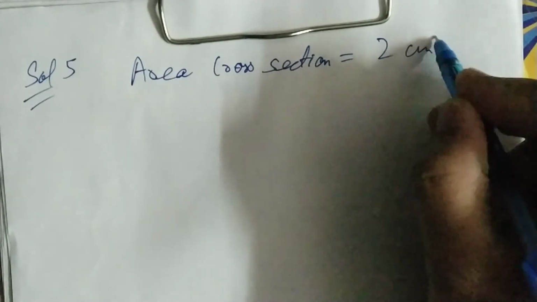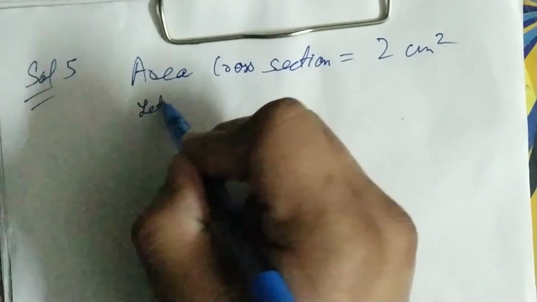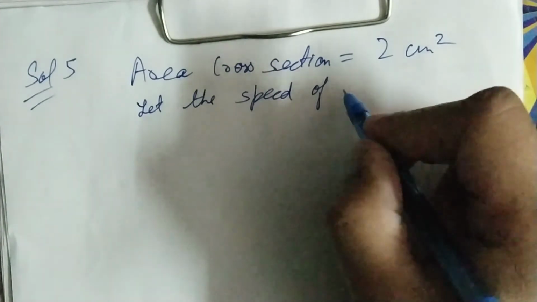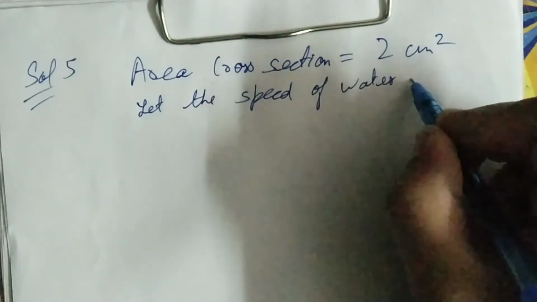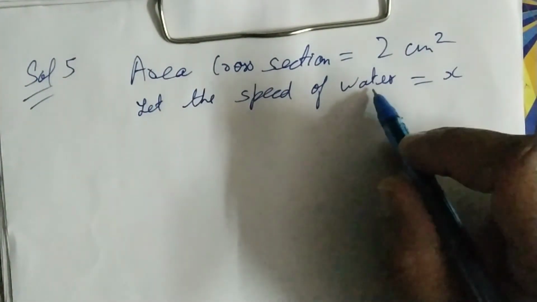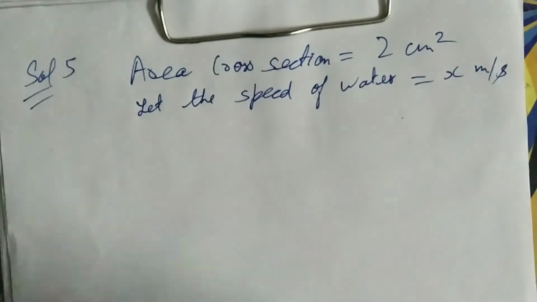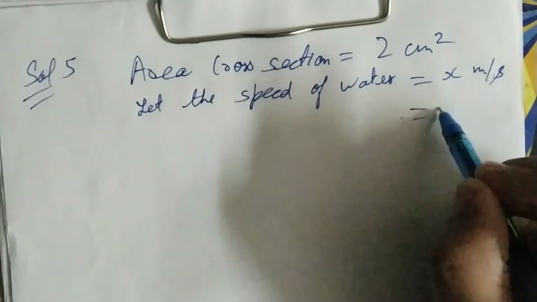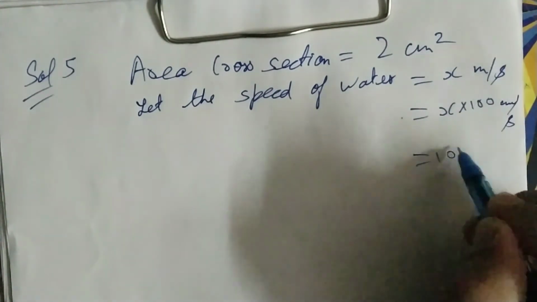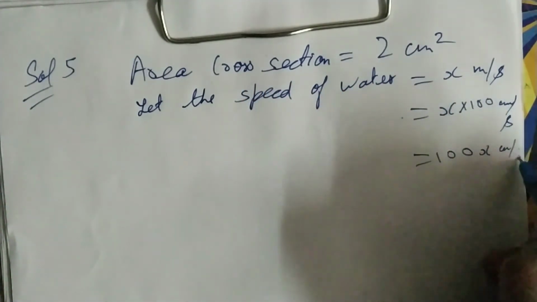2 centimeter square. Now let the speed of water be x. We are required to find it in meter per second, or we can say x into 100 centimeter per second, so 100x. So we have changed the speed of water into centimeter per second.